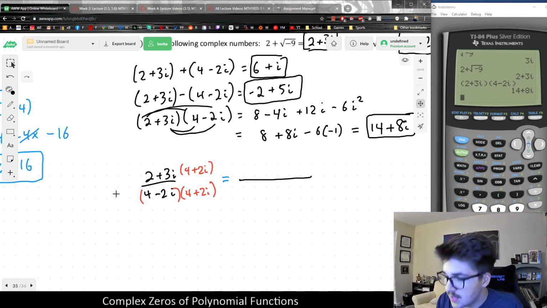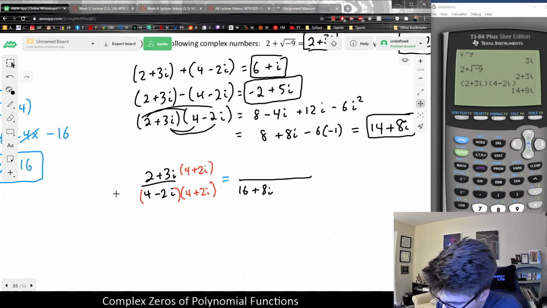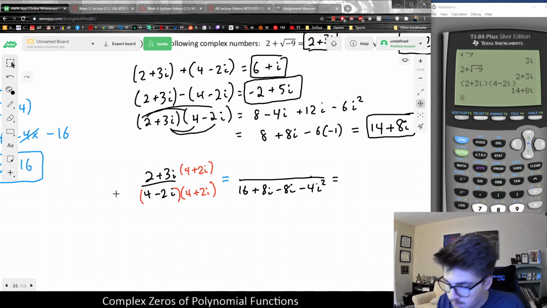So if I multiply this out, I'm going to get 4 times 4 is 16. 4 times 2i is 8i. Negative 2i times 4 is negative 8i. And negative 2i times positive 2i is negative 4i squared. And again, notice, plus 8i and minus 8i, those cancel. And that's not a coincidence because they always must cancel. When you're multiplying by a conjugate, you can technically just skip that step and just do 4 times 4 and negative 2i times plus 2i.